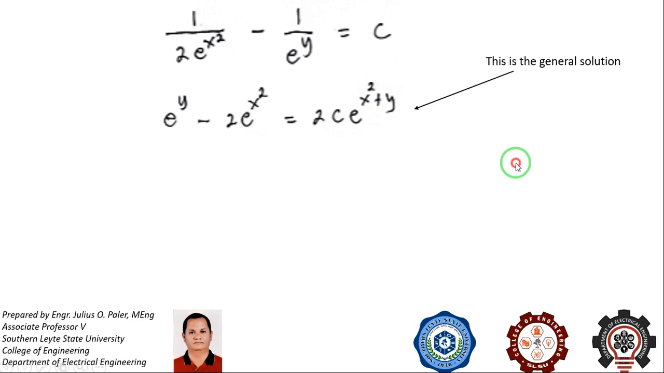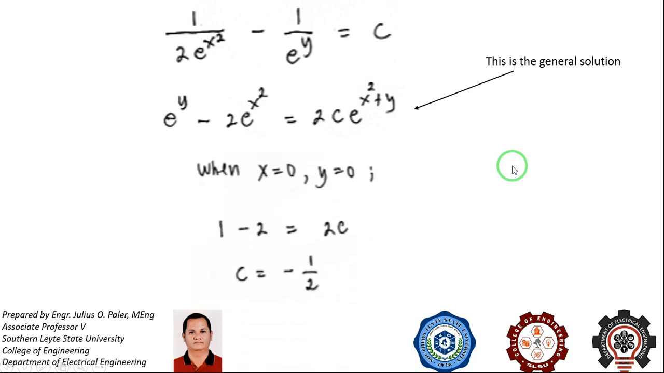But since we have an initial valued problem, we need to get the particular solution. What are we going to do with the values x equal to 0 and y equal to 0, or the conditions? We need to substitute these values into the general solution, which we arrive at 1 minus 2 is equal to 2c, because e to the 0 is 1 and 2 e to the 0 is 2, so 1 minus 2, and 2c is just equal to 2c times e to the 0, and we get c equal to negative 1/2.